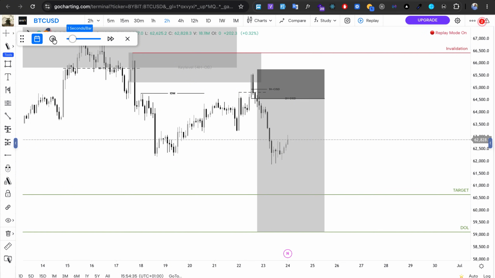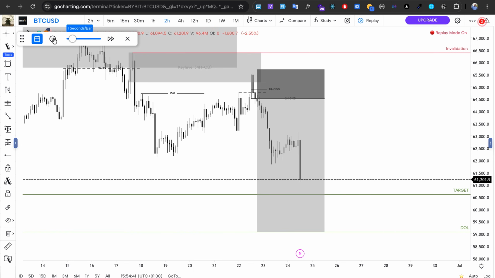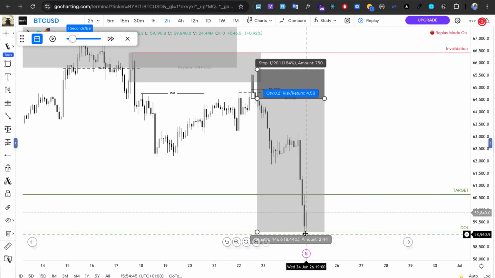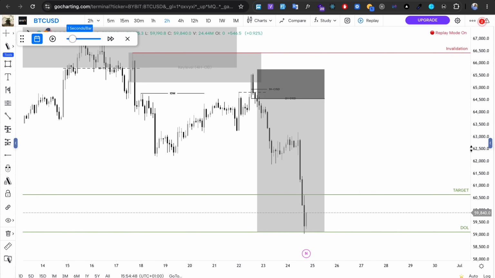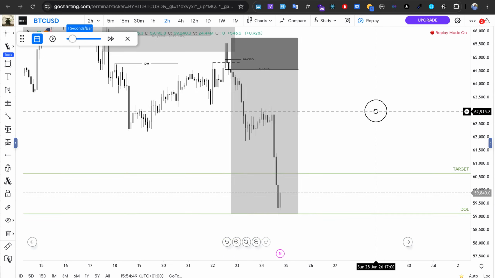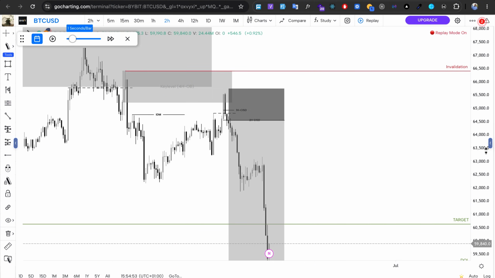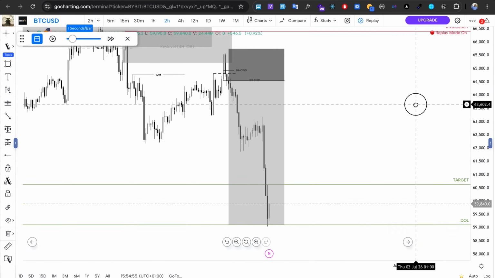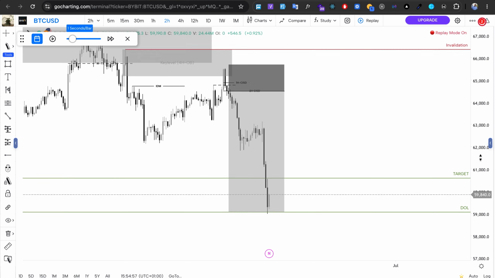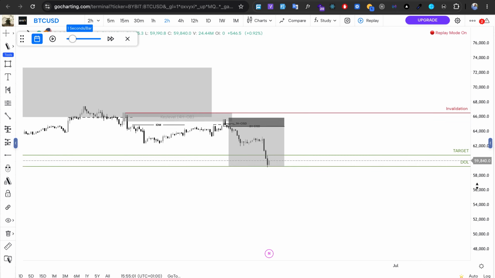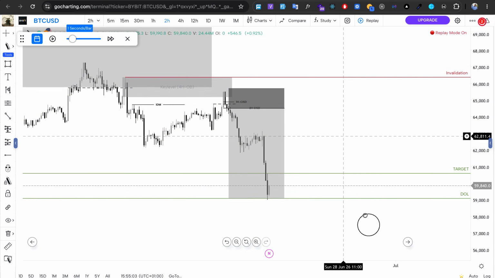It's running, no FOMO, no fears, just bam. So target met, right? That is what would have happened. So we've met our target, our profit target, right?